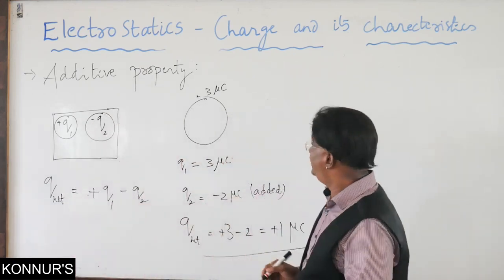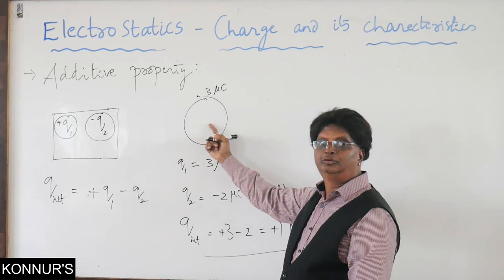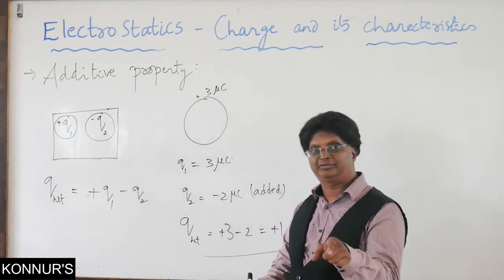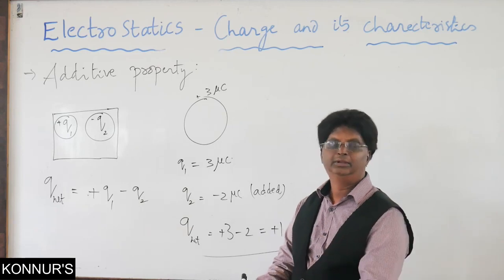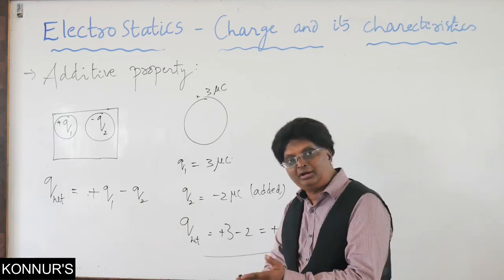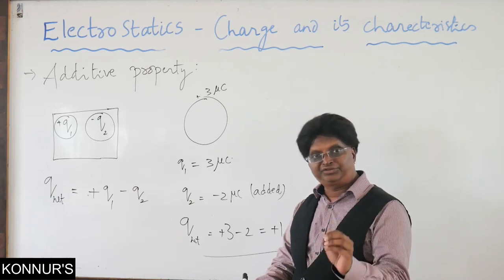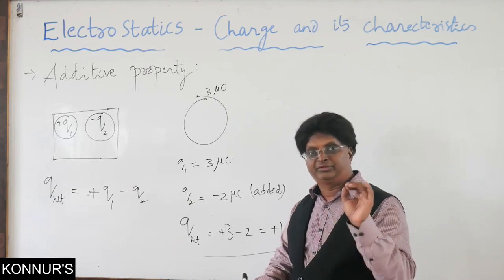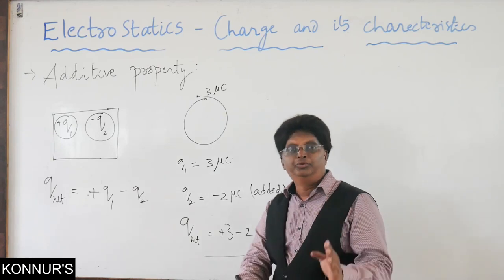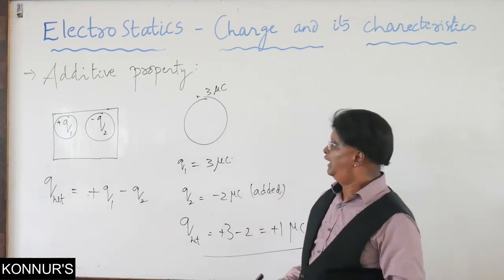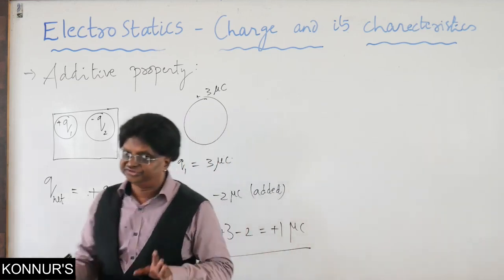Suppose you are adding minus 3 microcoulomb to the already existing 3 microcoulomb, then this plus 3 minus 3 becomes 0, neutralizing the charge. So whenever we have to add the charge, because of the scalar nature, use the sign that is given to the charge. So this is what is additive property of charge.